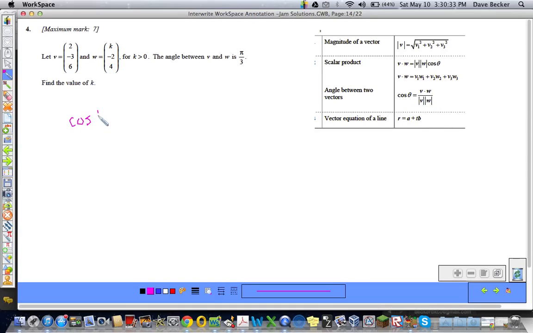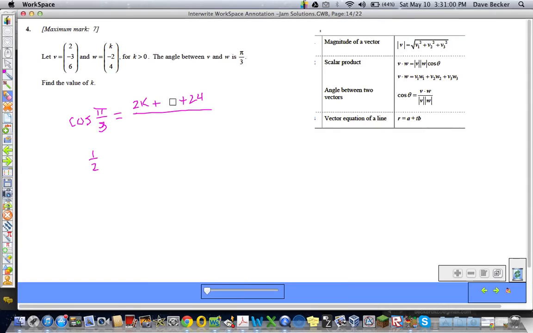So cosine of pi over 3. Quickly, what's cosine of pi over 3? If you didn't say 1/2 right away, don't tell me. I don't want to know. Cosine of pi over 3 is indeed 1/2. Dot product: 2 times k, which is 2k, plus negative 3 times negative 2 is plus 6, plus 6 times 4 is 24.